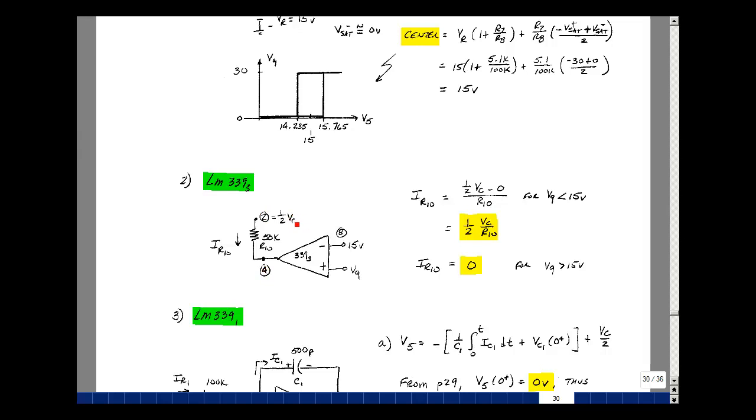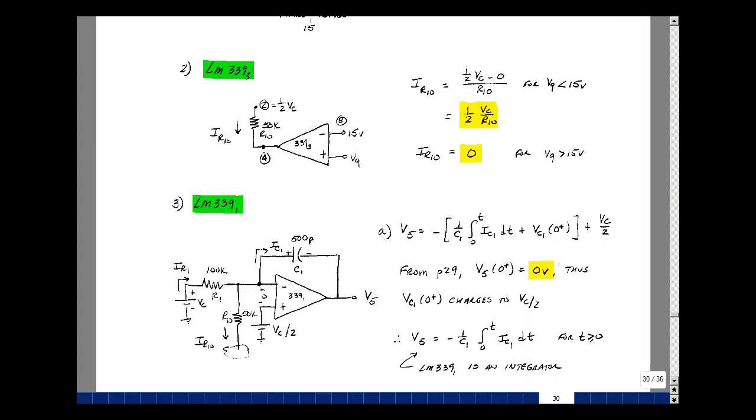Now that will be a DC voltage, or it can be a slow changing value too. And so this node voltage minus this node voltage divided by the resistance would be the current. But with this pulled down to 0 volts roughly, then we just simply have 1/2 the control voltage minus 0 over this resistor R10. So we have 1/2 V sub C over R10, where R10 is a 50K resistor.